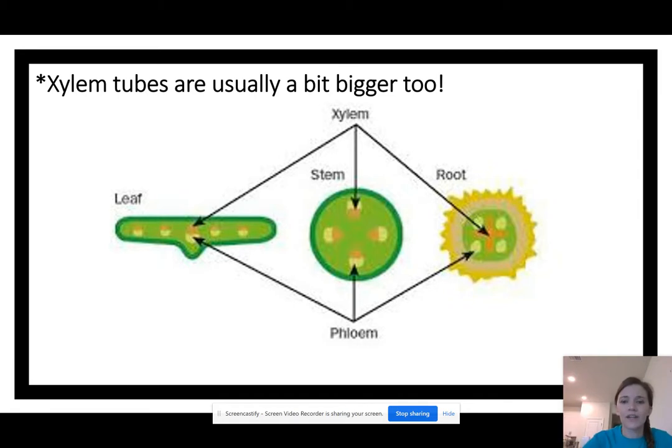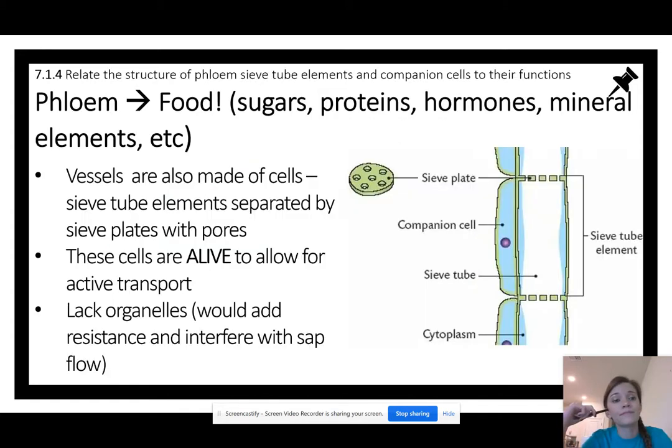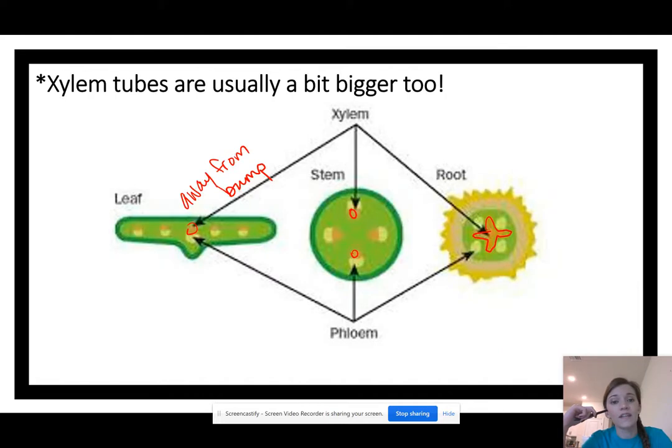Really blurry picture. This is important. Cambridge loves to give these diagrams. They'll be like, which of the following is the xylem? So the xylem is going to be at the center of the stem, away from the bump of the leaf, and the middle of the root. So they could give a diagram like this and ask which of the following is the xylem, and you'd have to know it. And then if all else fails, you're given a group of cells. Xylem is usually bigger.